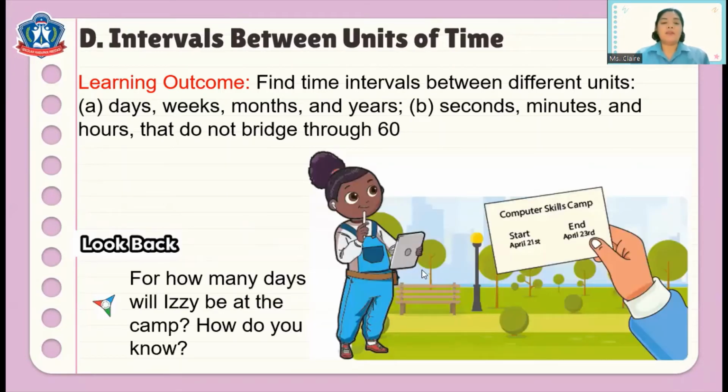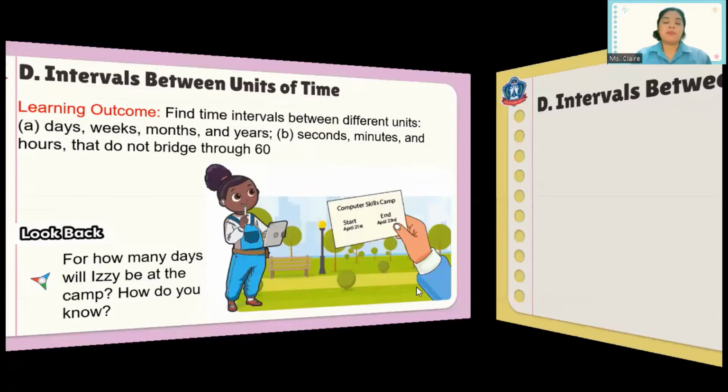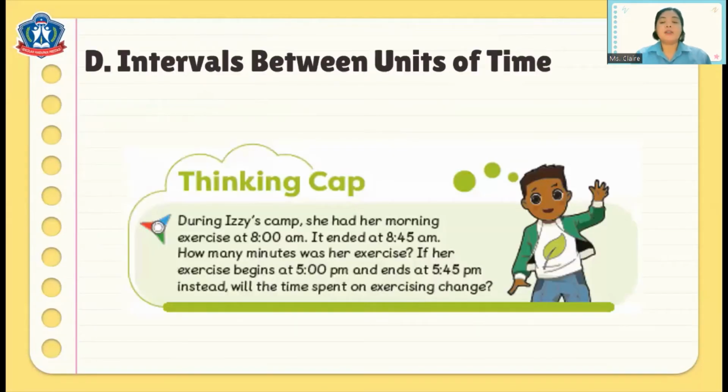Okay, take a look here. For how many days will Easy be at the camp? How do you know? So start on April 21st and end on April 23rd. Okay, then try also to answer this one, children.